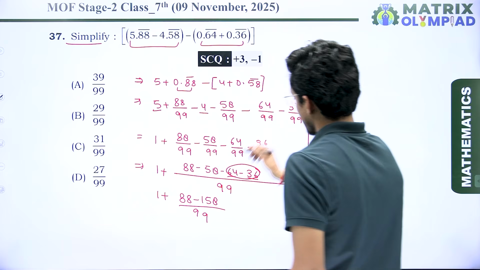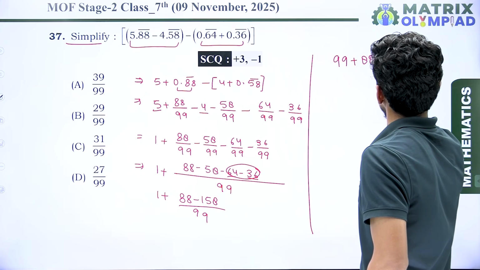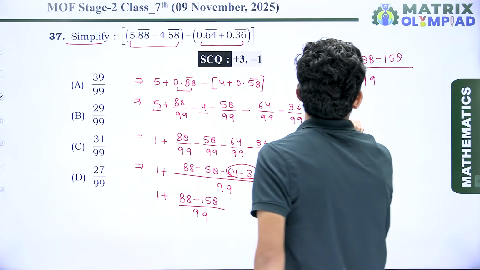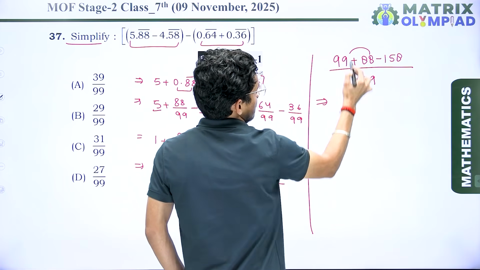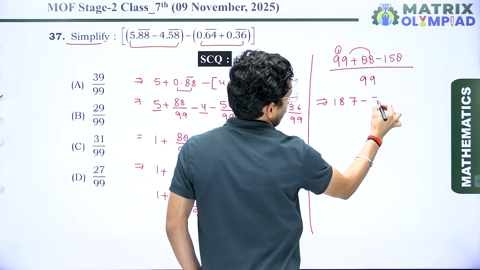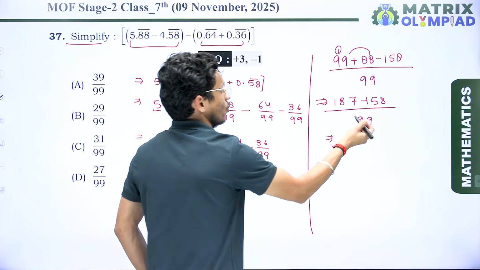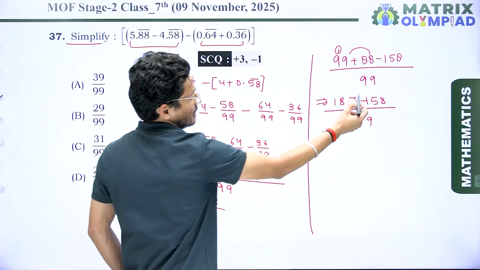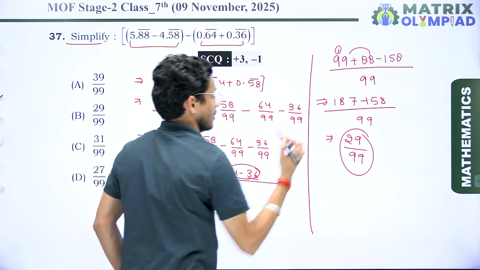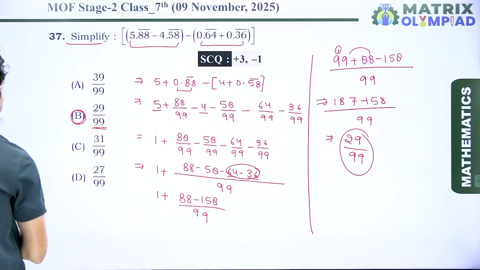So after simplify it, I can write here 99 plus 88 minus 158 upon 99. So I can write here 9 plus 8, 17, carry 1, 9 plus 7, 187 minus 158 upon 99. So we know 29 upon 99 is the correct answer. So 29 upon 99, it means option number B is the correct answer over here.